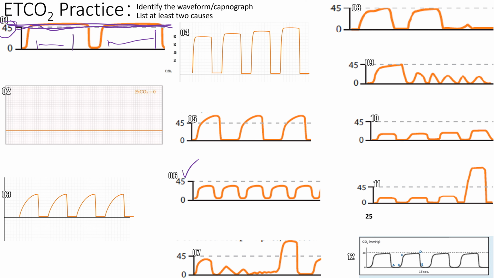Okay, gotcha. All right. So hypoventilation could do it, right? A COPD patient with CO2 retention, someone that's shivering, and a bicarb administration. All these things can raise your CO2. All right. What about number 2?